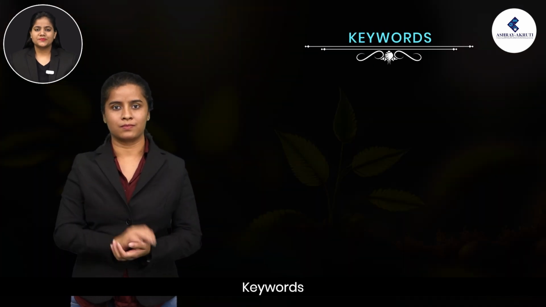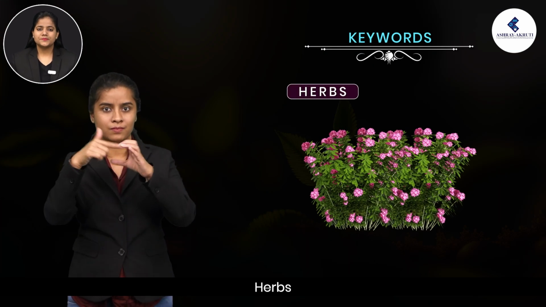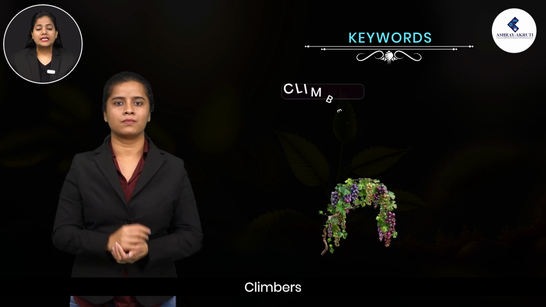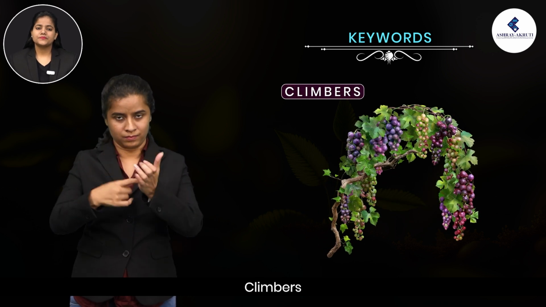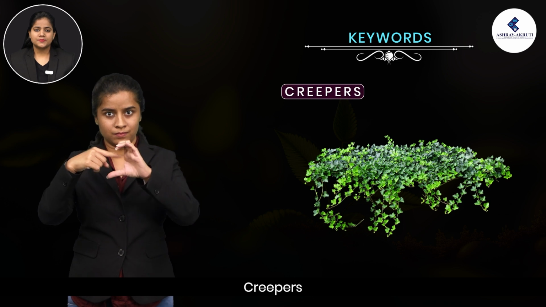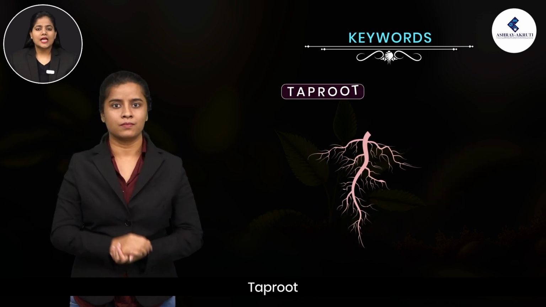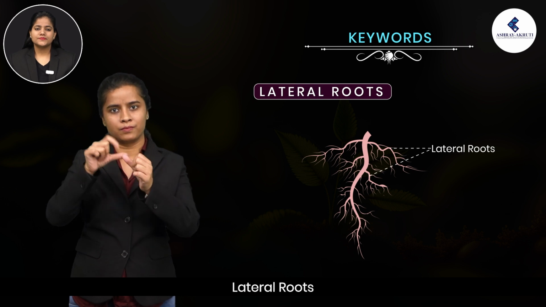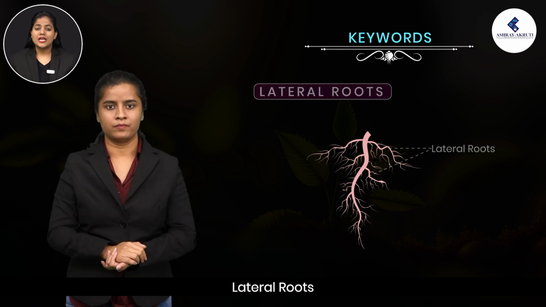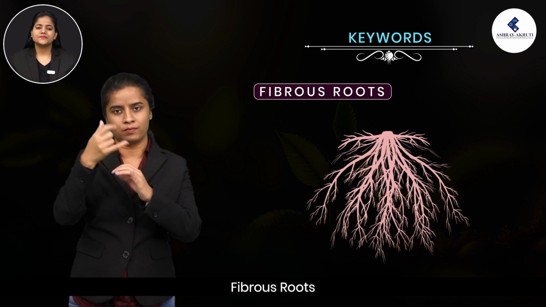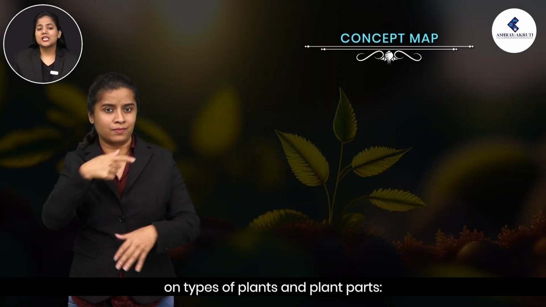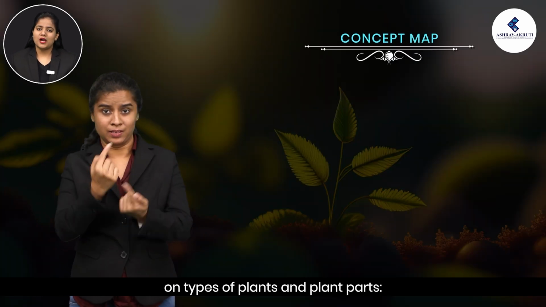Keywords: herbs, shrubs, climbers, creepers, taproot, lateral roots, fibrous roots. Let's see the concept map on types of plants and plant parts.